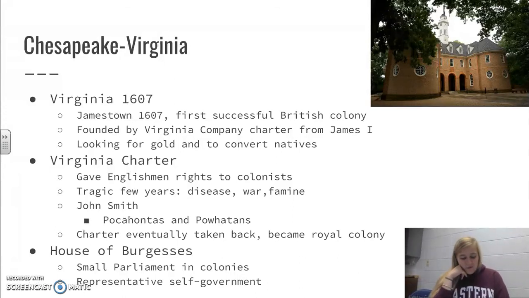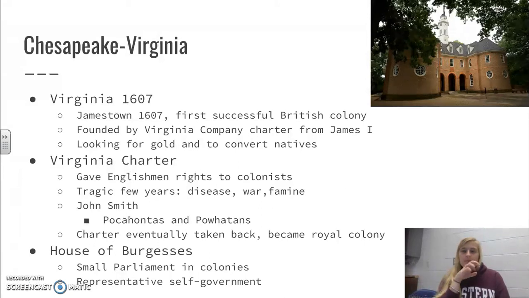So one thing in Virginia that's very influential and we look to as the first instance of democracy in the New World is the House of Burgesses. And essentially the House of Burgesses is an assembly authorized by the London Company in 1619 in Virginia. It's like a mini parliament in the British American colonies.